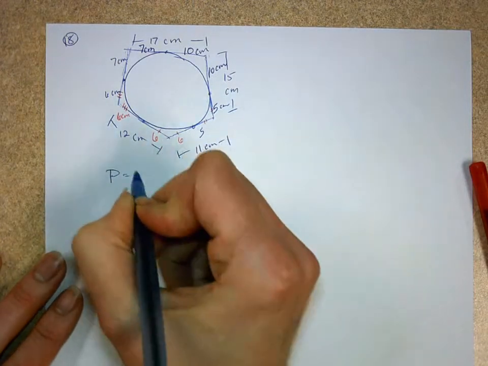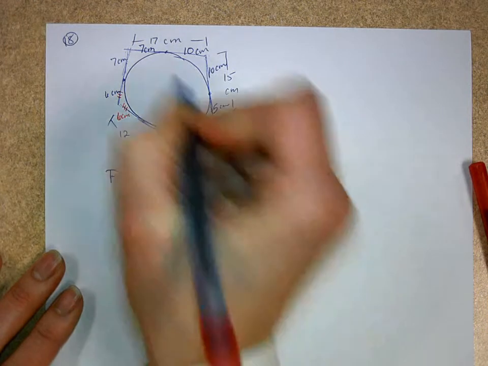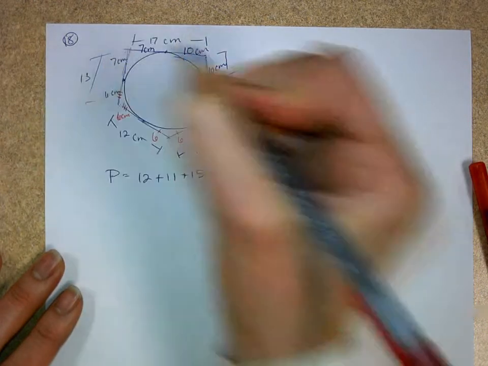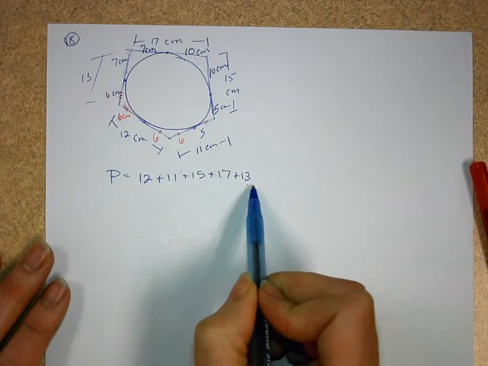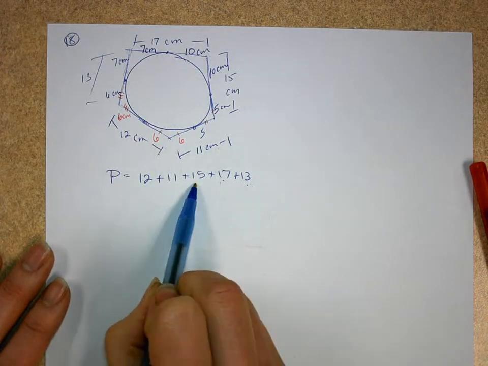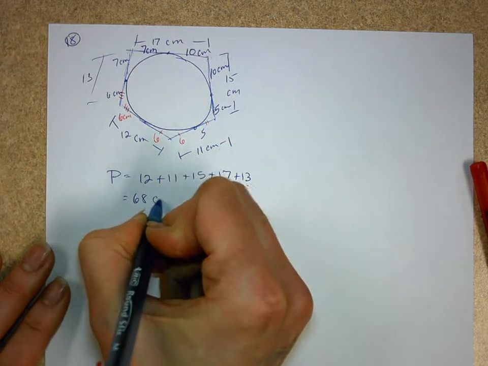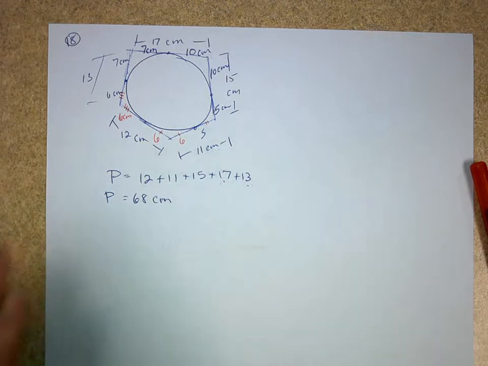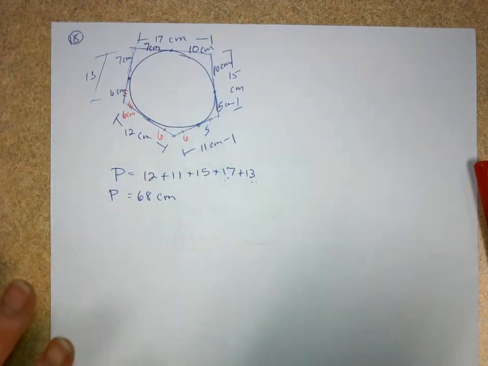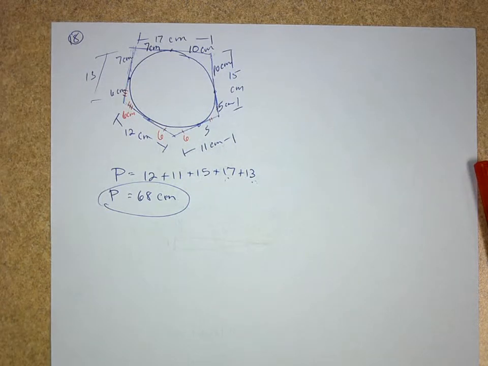So your perimeter would be 12 plus 11 plus 15 plus 17, and remember that adds together to be 13, plus 13. So here I'm actually going to go backwards in my head. I know this is going to be 30, 45, 56, 12 more, 68 centimeters. Normally I don't go right to left, but just to add it real quick, it doesn't matter which order you add if you're only adding. And you get 68 centimeters.